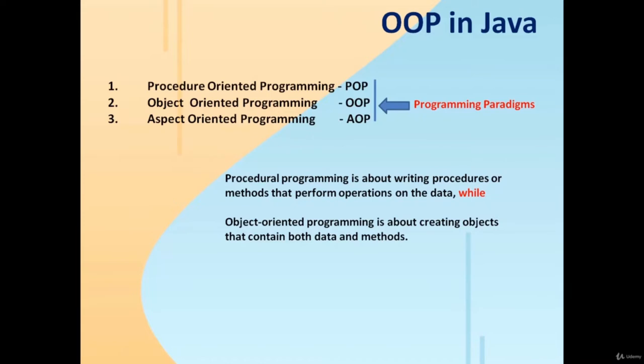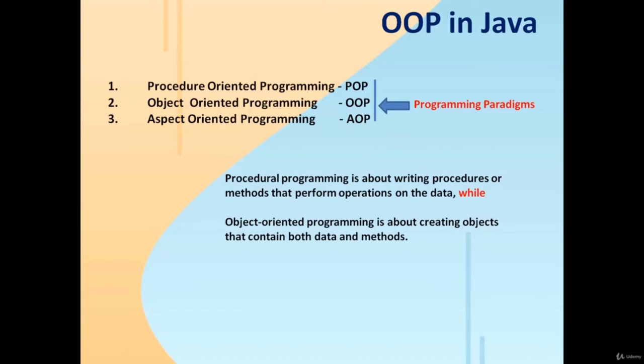It is treated separately. Whereas in object-oriented programming, it is about creating objects. From the name itself, we can understand that this type of programming is purely based on objects. It works with the data and methods together. It contains both the data and the methods, whereas in procedural-oriented programming, data is one part, and method or function is another part.